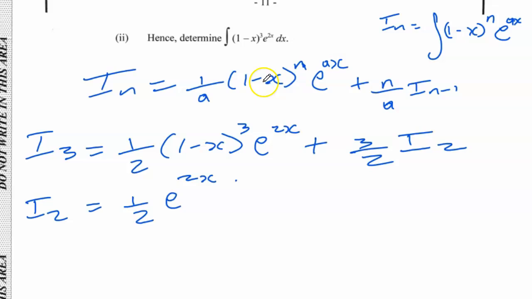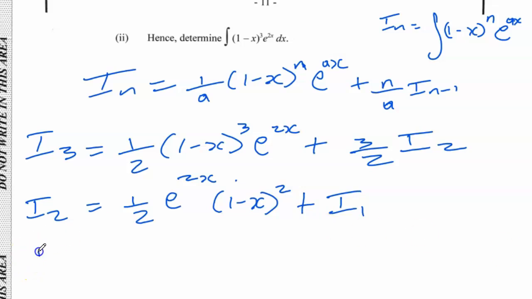And this time now, remember we're replacing n with 2. So now, 1 minus x to the n, which is 2, into e to the ax, so you find I2. Plus, remember n now is 2, a is 2, so 2 over 2, that's 1. And then n is 2, so 2 minus 1, that's 1. So I subscript 1. But we need I subscript 1. How do we get I subscript 1?